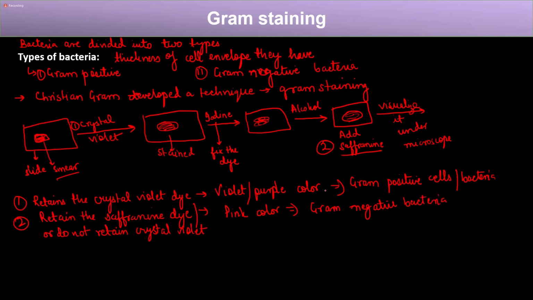So based on their ability to retain the crystal violet dye, the bacteria are divided into two types: the gram-positive bacteria and gram-negative bacteria. Now we will see why one type of bacteria retains this crystal violet dye and the other type does not. For that, we will first have to draw the structure of the gram-positive bacteria and gram-negative bacteria.